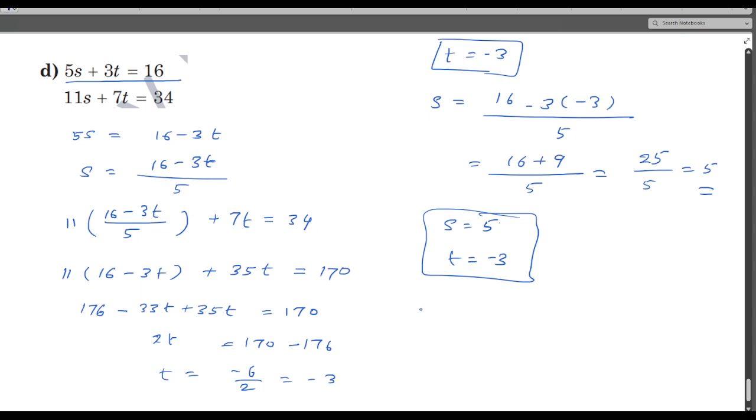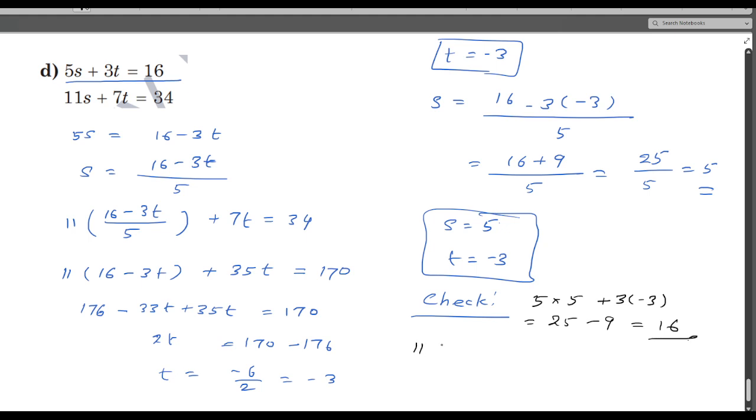Okay, let us check whether we are right. So in the check, I will replace s with 5. So 5 times 5 plus 3 times minus 3. The result is 25 minus 9. 15 minus 9 is 6, so this is 16. Perfect.